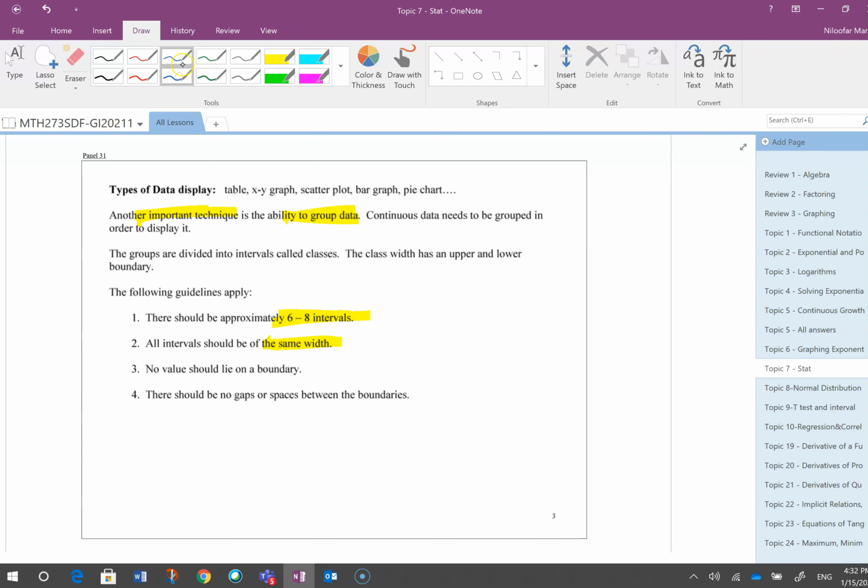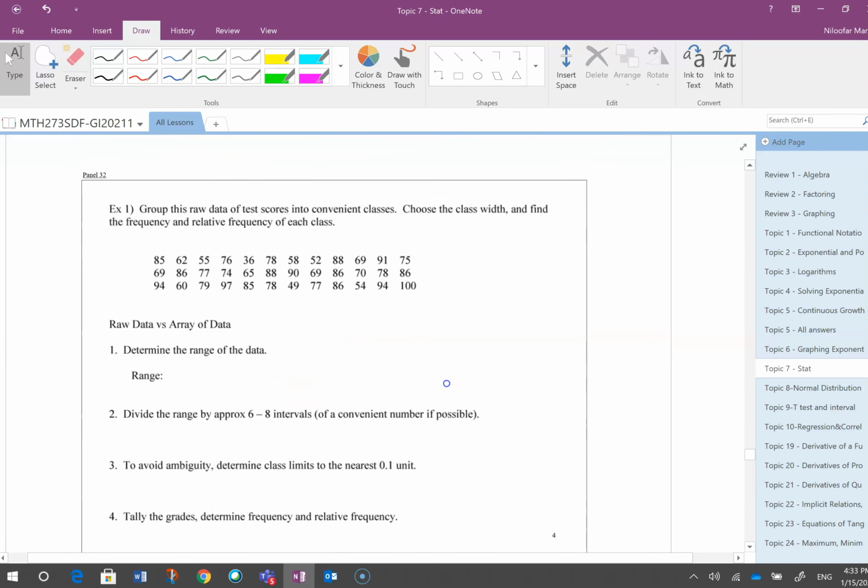Any boundary shouldn't be at the beginning or end of the interval; I am going to show you what I mean. No value should be on a boundary, and I don't have any gap between my intervals. I don't have one data which is in 2 groups, or one data which is not in any group. That's wrong. I will show you here.